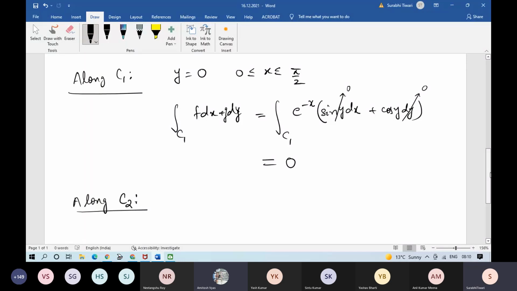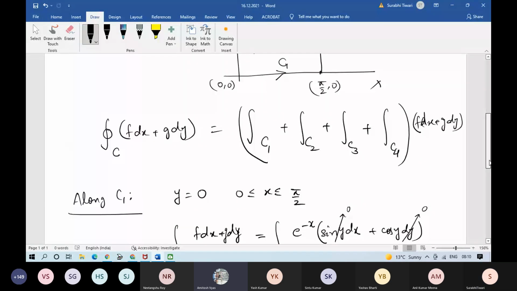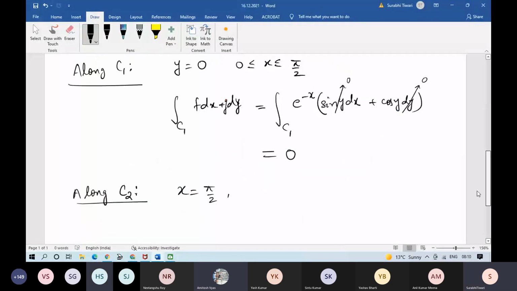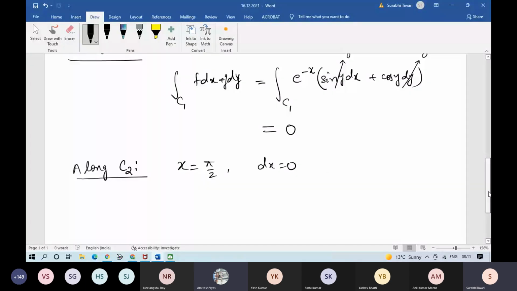Okay, so calculate along C2 in the same way. Along C2, what is the equation of the line C2? x is equal to pi by 2, which means dx is again 0 along C2. Now y varies from 0 to pi by 2.